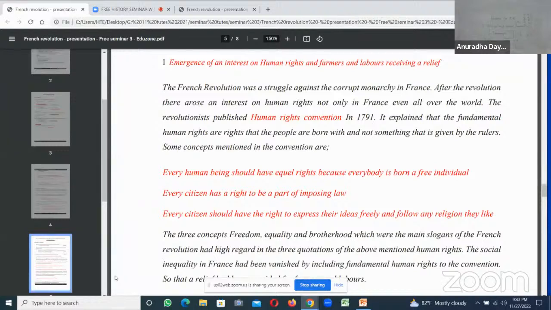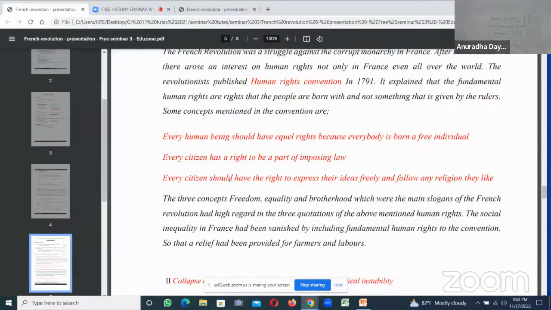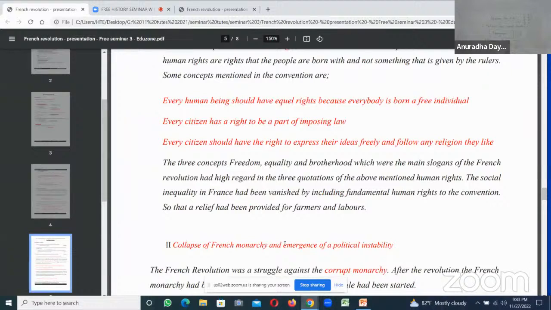We have only a little time, because I'm rushing, right? So the second heading is collapse of the French monarchy and emergence of political instability. At the last moment, what happened? The army general captured power amid political instability. But the French monarchy collapsed.